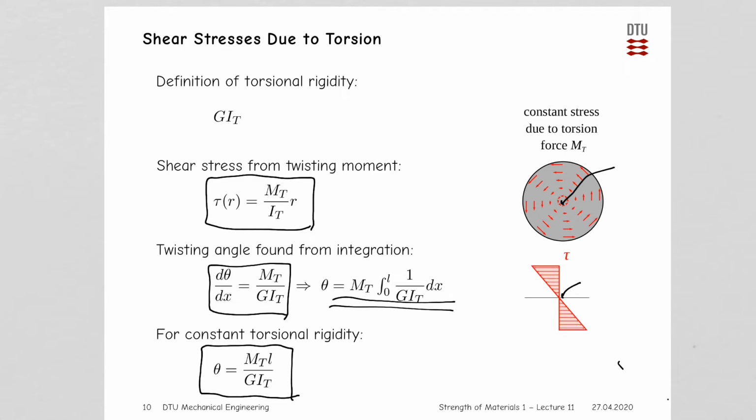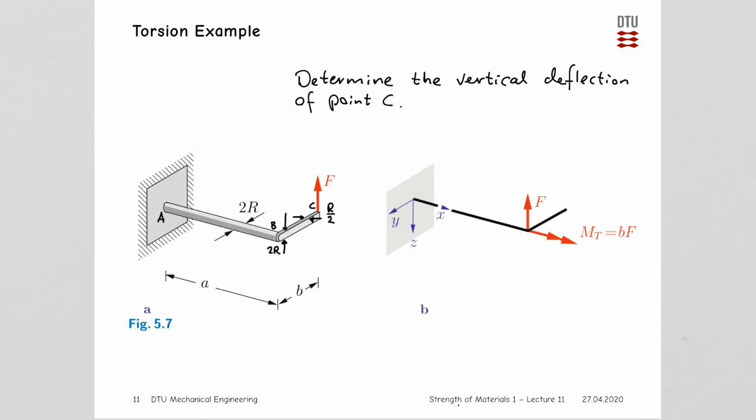Now this is actually all we need to do the exercises that we will do in torsion. We will do an example here, and you will do a similar one in the problem session. I should mention that when we look at torsion, it's actually not the torsion itself that's the problem. It's usually the effect on the rest of the structure that is the main difficulty, and we will show that specifically with this problem.